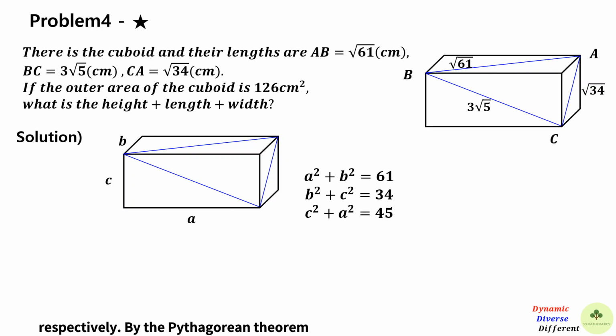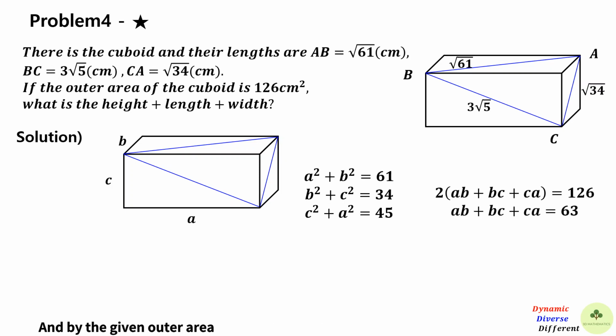By the Pythagorean theorem, we can get these three equations. A squared plus B squared is equal to 61, B squared plus C squared equals 34, and C squared plus A squared equals 45. And by the given outer area, we can also get that AB plus BC plus CA is equal to 63. What we need to figure out is A plus B plus C.